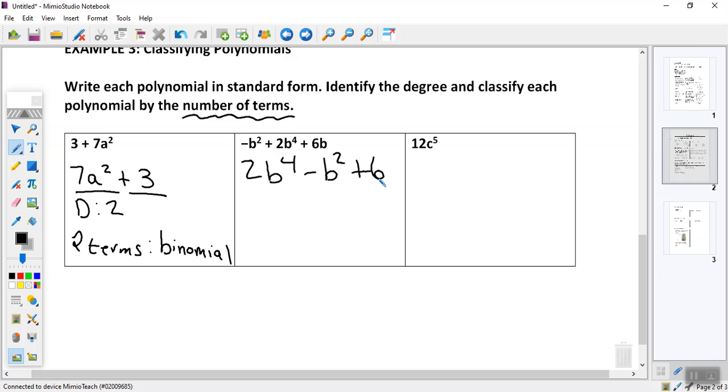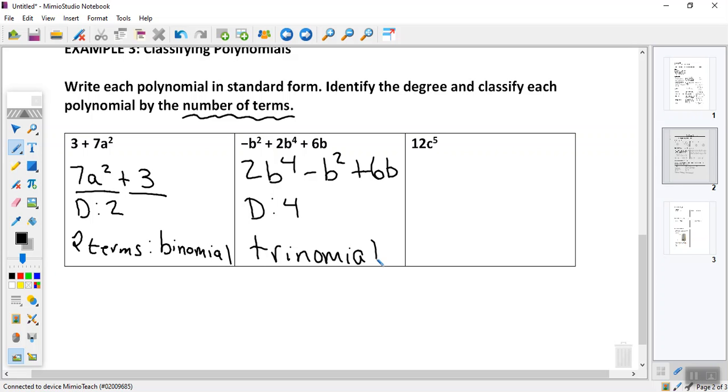2b to the 4th, minus b to the second, plus 6b. Okay. How about the degree of this? 4. And then what type? Trinomial. Why trinomial? Because there's 3 terms. How many agree? Show of hands quickly. Yep, I agree. Standard form. 4 to 2 to 1 for exponents. The degree is 4. That's the highest power. There's 1, 2, 3 terms here.